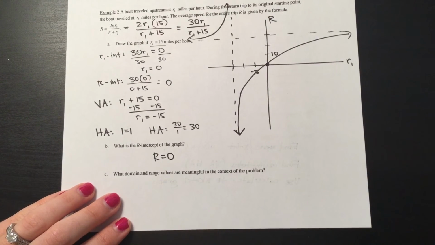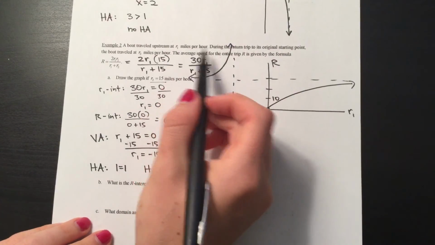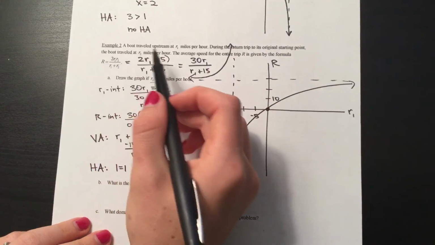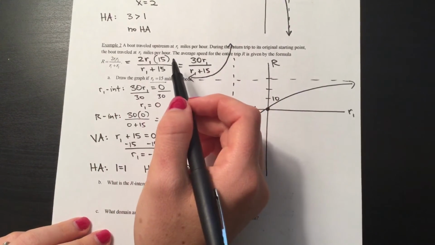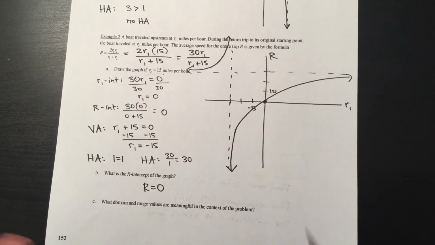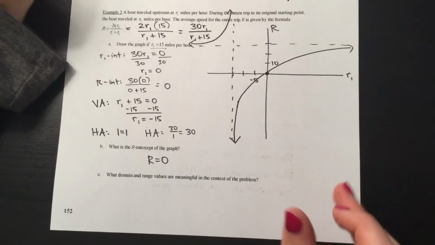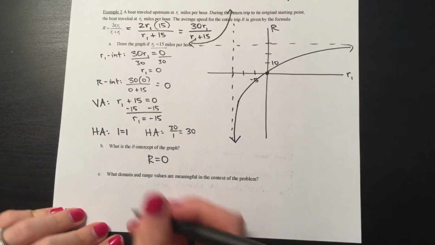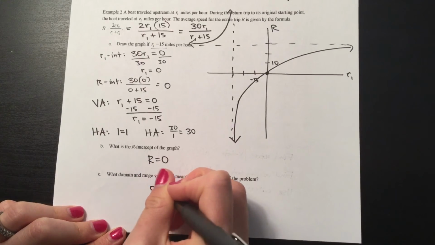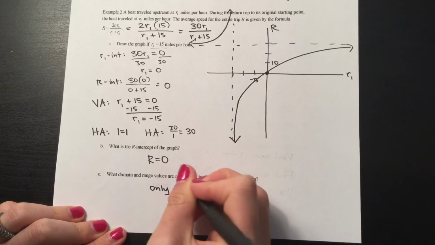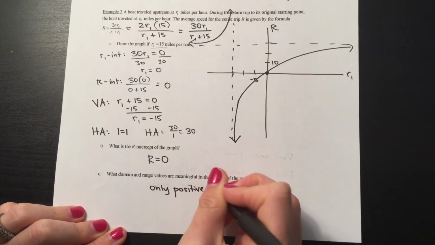Okay, so think, context of the problem. R1 is in miles per hour. R is in average speed. You're always going forward. If we were just graphing the equation, this is what we'd come up with. But when we're talking about story problems, we've got context behind it. And so both of them only make sense in terms of positive values. Only positive values actually make any sense when we're talking about the context of the problem.